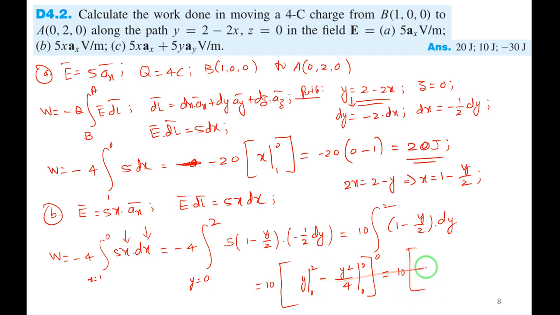So 2 minus 1 by 4 of the upper limit: 2 square is 4, minus the lower limit, which is 0. So 4 by 4 gets cancelled, I am getting 1: 2 minus 1 is 1. So 10 into 1 is 10. So I am getting W equal to 10 joules. You can see here, the first one was 20 joules, it's over. The second one is 10 joules, right? If you do directly the integration of 5x dx, you will get 10 joules only. But he has told to move along this path, hence we have replaced x in terms of y, meaning we are making use of this path through these equations, right?